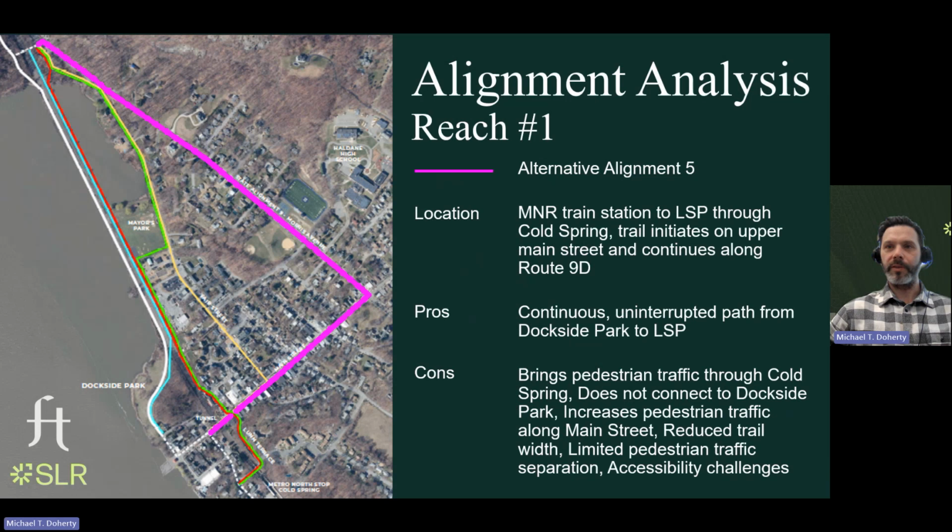Alternative number 5 utilizes Main Street and Route 9D to connect the train station to Little Stony Point. Sharing some of the same challenges as the previous alignment, alignment number 5 would likely require separation of pedestrian and bicycle users to reduce impacts to Main Street. And while a single facility is feasible adjacent to Route 9D, there would be impacts to parking, private property, and sections of the trail that would not meet project goals for accessible slopes due to the trail paralleling steep existing grades along Route 9D.